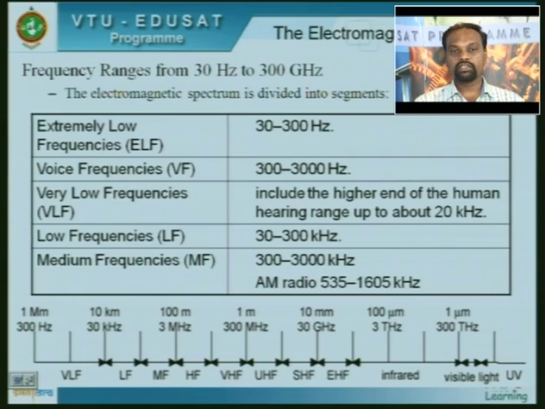Speech signal is between the range of 20 hertz to 4 kilohertz, or it can also be 300 hertz to 3000 hertz, and the audio frequency is between 20 hertz to 20 kilohertz. Now anything below 20 kilohertz we call low frequency, and we have medium frequencies, and your AM radio, which operates in the kilohertz range, from 535 kilohertz to 1605 kilohertz.